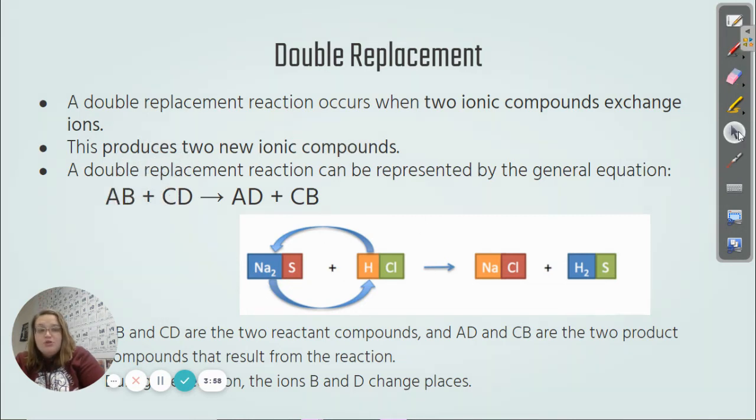Don't be confused when you have these reactions that it's a combustion reaction, because in a combustion reaction, your products are always CO2 and H2O. If you have the product of CO2 or H2O, it's probably a double replacement. If you have CO2 and H2O together on your product side, it's a combustion reaction.